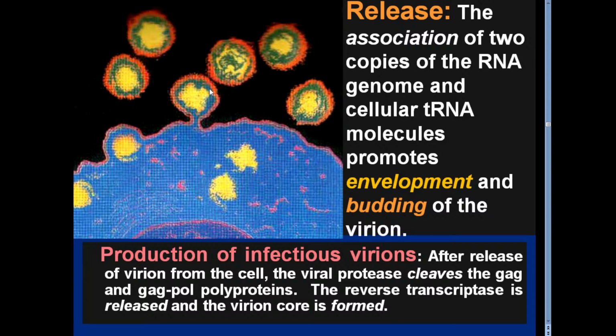Then the virus is enveloped and released by budding. But another distinguishing feature in the replication of these viruses is that after the virion is released from the cells, viral protease cleaves the GAG and GAG-POL polyproteins later, when the virus is released from the cells. And only after this is the core or capsid formed in the middle of the virus.